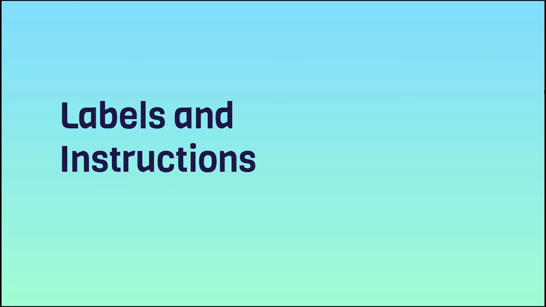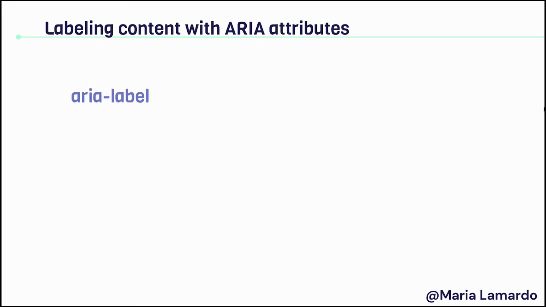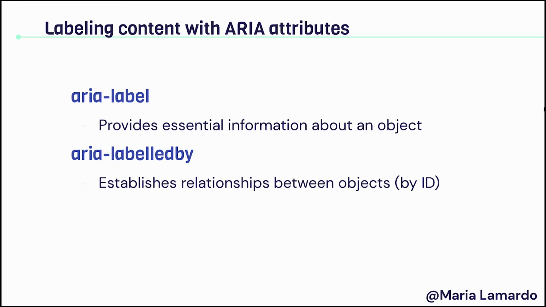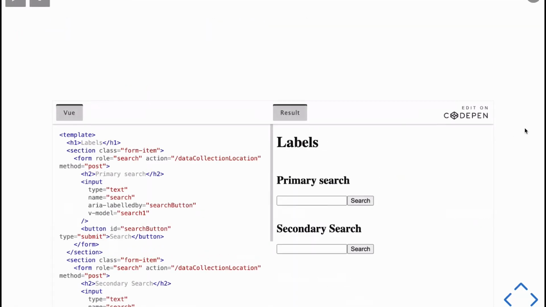Next, let's explore how we can provide accessible labels and instructions. We will begin by going over a few ARIA attributes that are going to help us with this. First, we have ARIA label, which can provide essential information about an object, and it is mostly used for icons or in cases where the text label is not visible on the screen. Whereas ARIA labelledby establishes a relationship between objects by ID. Let's take a look at what this means.